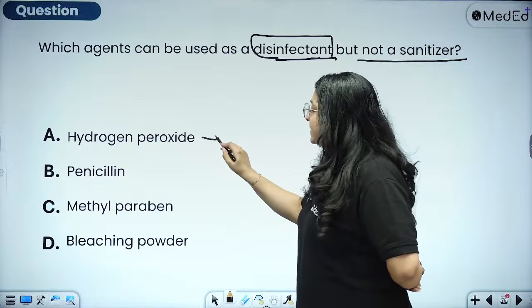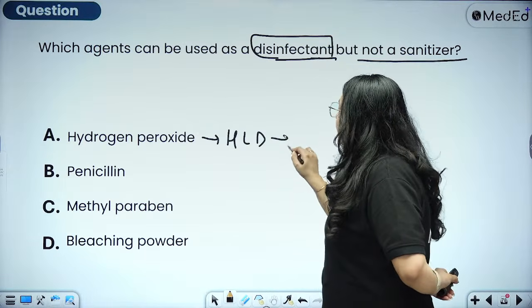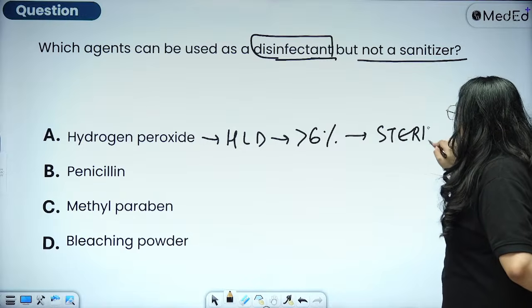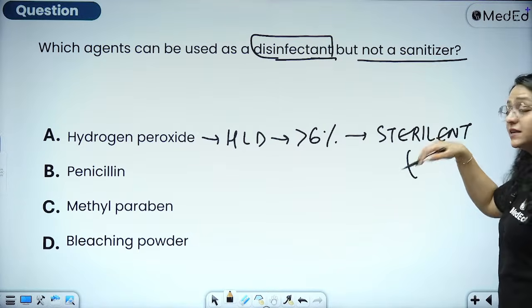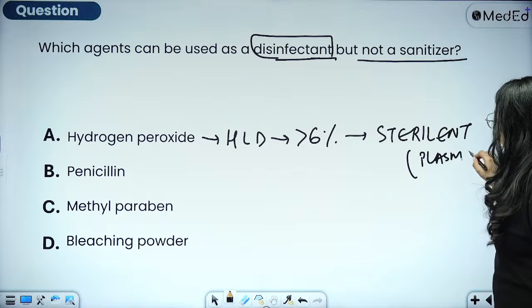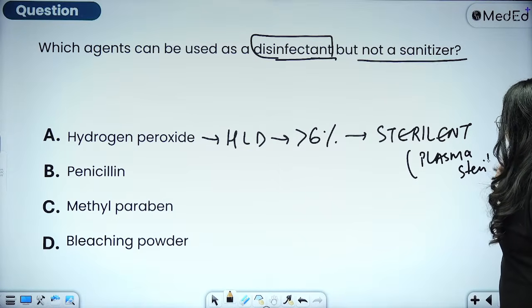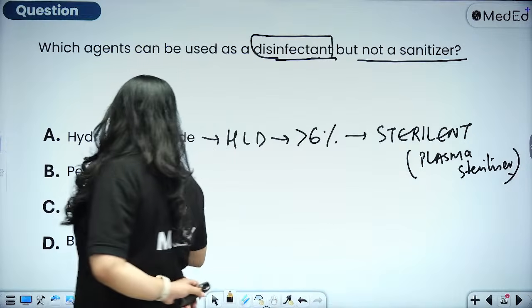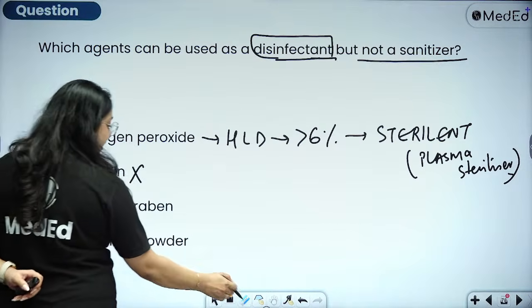Hydrogen peroxide is a high level disinfectant. If you use it at more than 6%, it can also be used as a sterilant. Where do we use this sterilant? That is, it starts killing spores now. That is the plasma sterilizer. Remember? Plasma sterilizer. Penicillin, no, that is just an antibiotic.